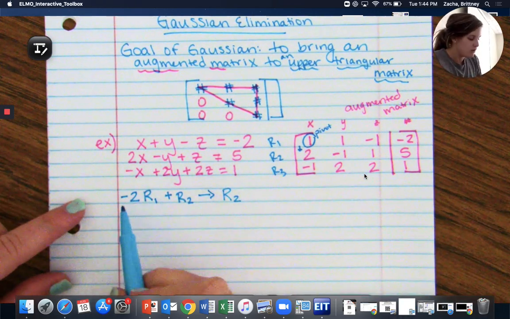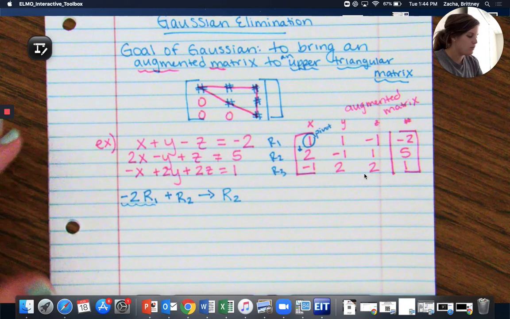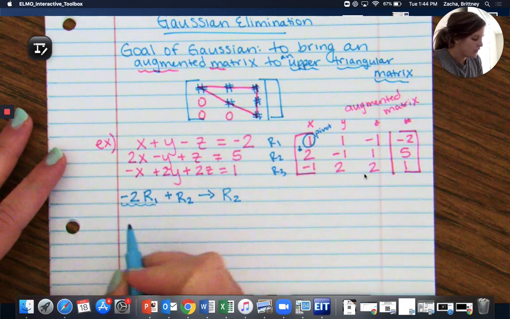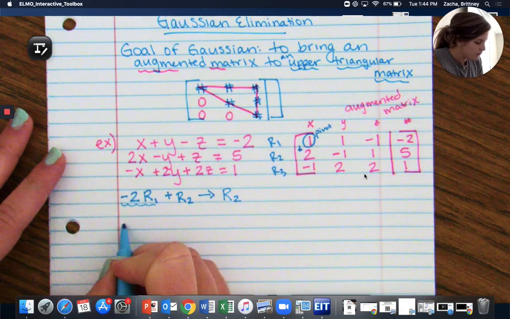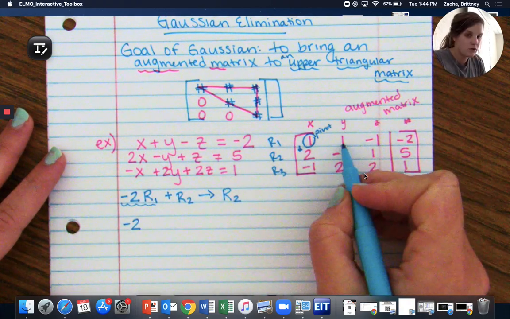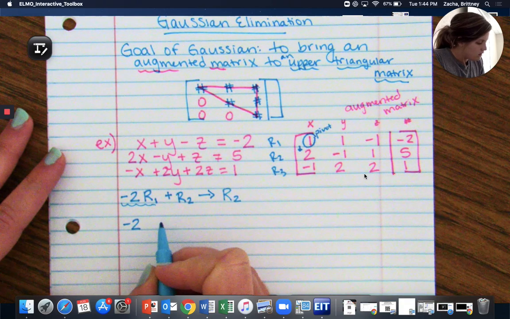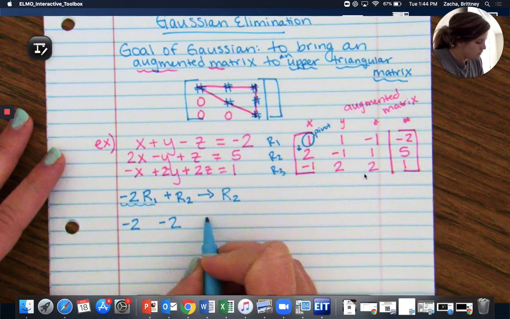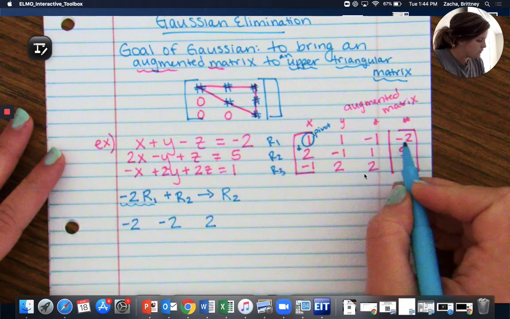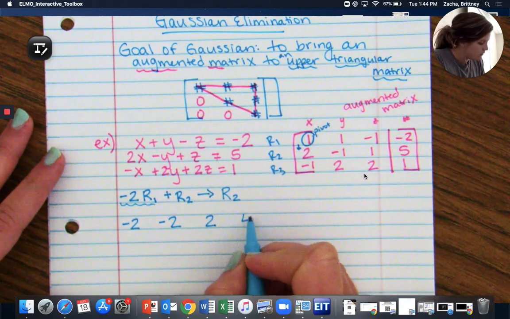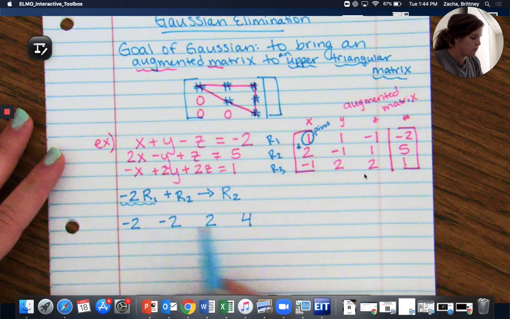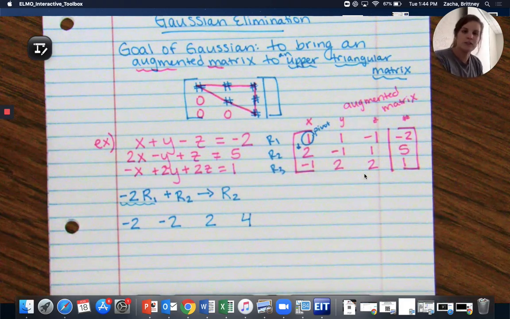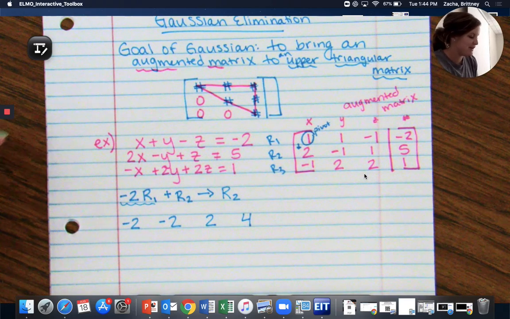My first step is I'm going to take negative 2 and multiply it to each of these constants in row 1. Negative 2 times 1 is negative 2. Negative 2 times 1 is negative 2. Negative 2 times negative 1 is positive 2. And then negative 2 times negative 2 is a positive 4. So that's row 1 all being multiplied by negative 2. Oh my gosh, I keep dropping that negative. Make sure you're multiplying by negative 2.